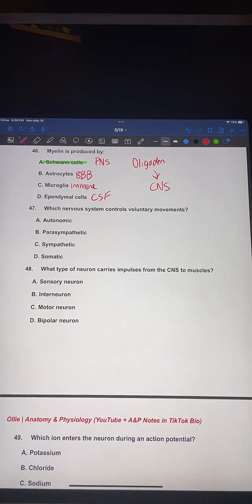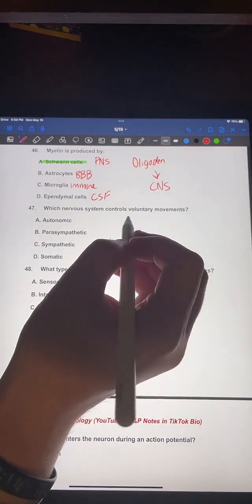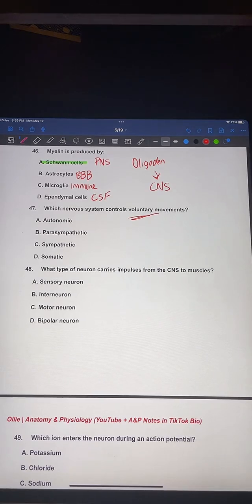47, which nervous system controls voluntary movements? Voluntary.